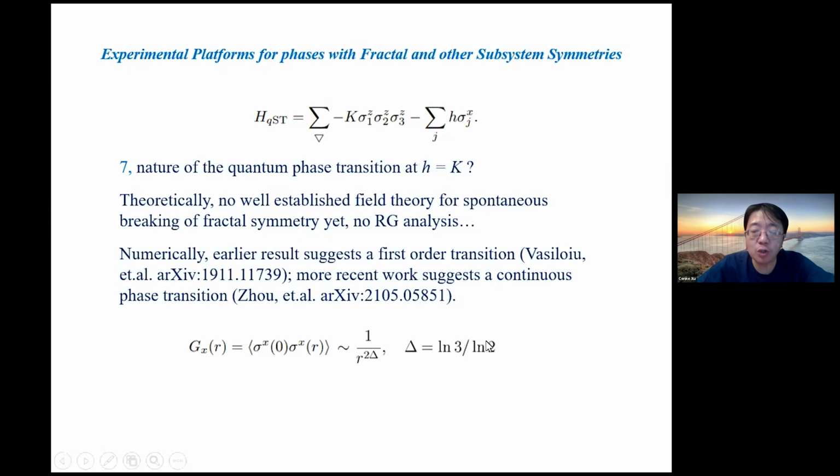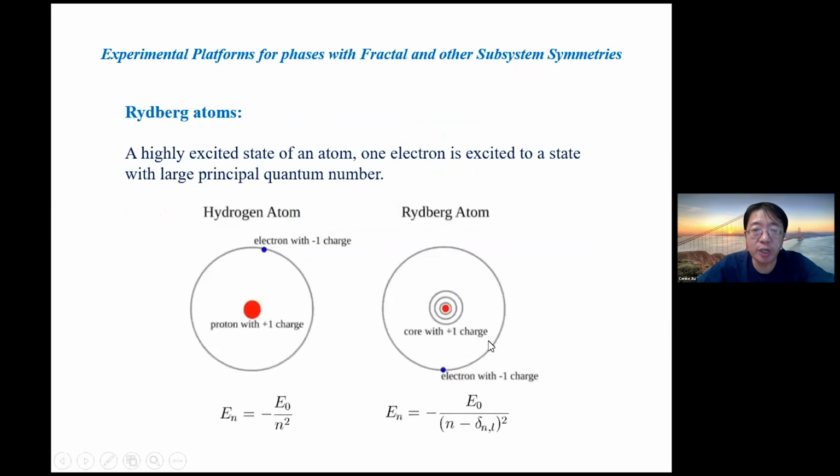The platform I will try to use is what is called the Rydberg atom. So let me first review what a Rydberg atom is. Rydberg atoms have attracted a lot of experimental effort in the cold atom and atomic physics community. A Rydberg atom is a very highly excited state of an atom. It behaves a lot like a hydrogen atom. You know, a hydrogen atom is very simple. There's one proton in the center, and an electron orbiting around it.